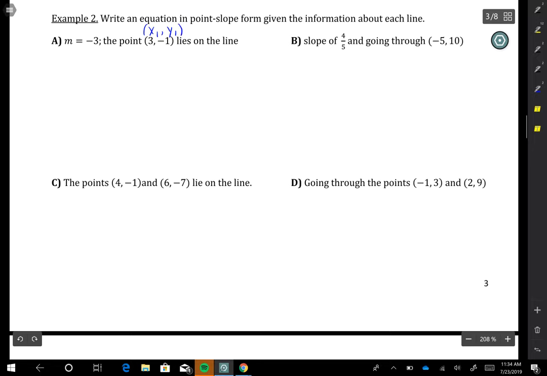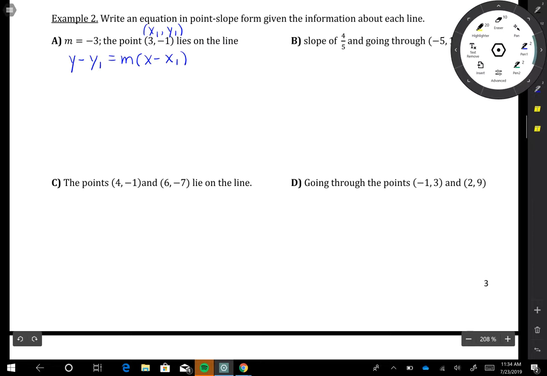So remember that my point slope form is y minus y1 equals m times the quantity x minus x1. And I like to write this all out so I can exactly substitute in what I know. And what I know here is the y1. So y minus a -1, so let's put that in there, equals, I know my slope is -3, and that's times x minus, and my x value is 3.